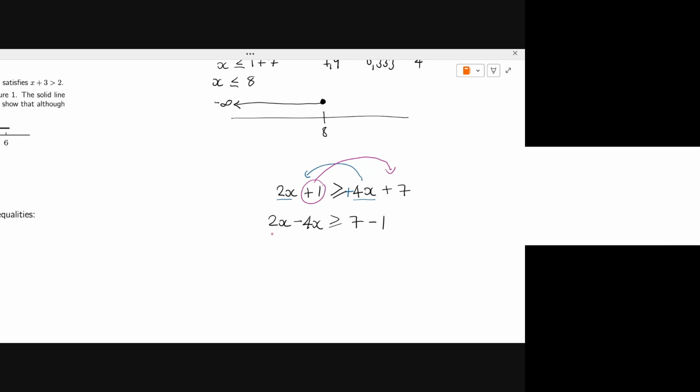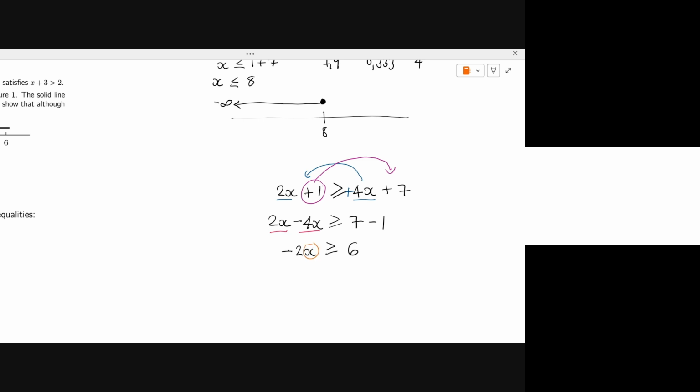What is 2x minus 4x? Negative 2. Negative 2 what? Negative 2x. That's it. Good. Negative 2x, and that will be greater than or equal to 7 minus 1. 7 minus 1 is 6. Good. Now, remember, my darling, I want x all on its own.